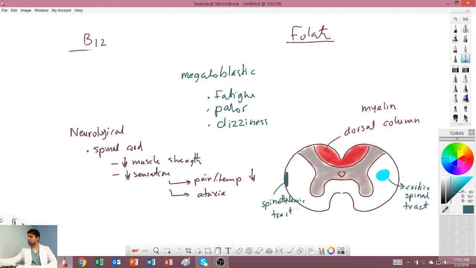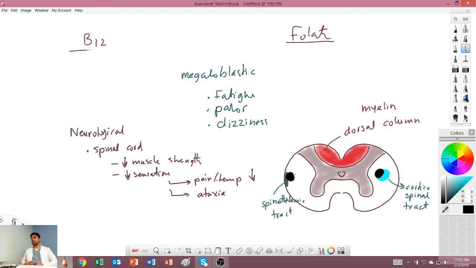I'll use maybe dark color to see if there's a problem. So B12 deficiency leads to degeneration of what? Corticospinal tract. So it will lead to weakness and muscle problems, and some of the sensory tracts. Dorsal column is sensory, so is spinothalamic. Let's say these two. Because they're close by, usually it affects those two areas.